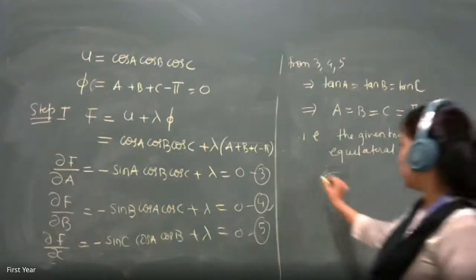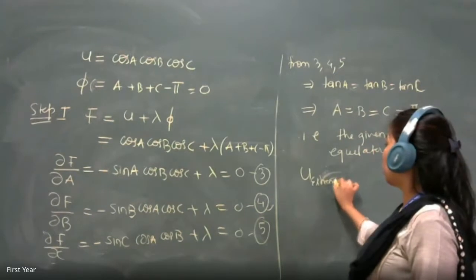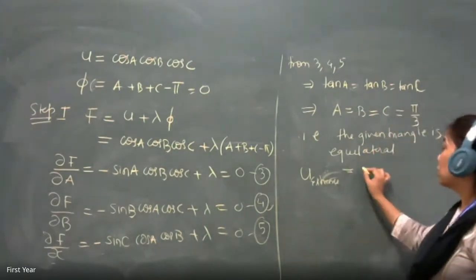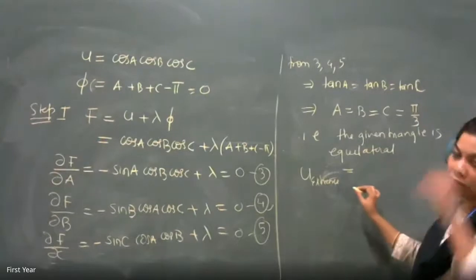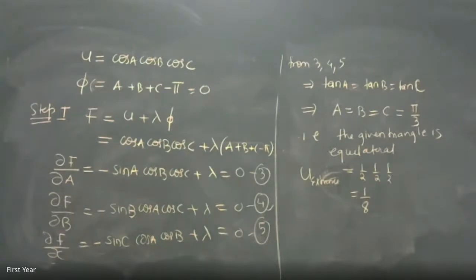Now the extreme value of u is equal to cos of pi by 3 times cos of pi by 3 times cos of pi by 3. What's the value of cos pi by 3? 1 by 2. So 1 by 2 into 1 by 2 into 1 by 2 is 1 by 8. So that's your extreme value.